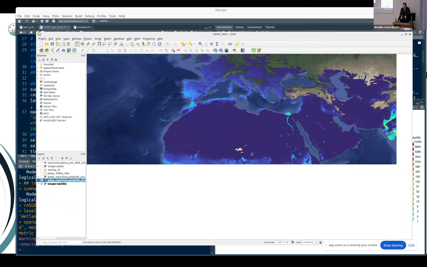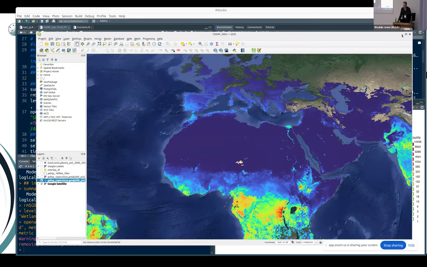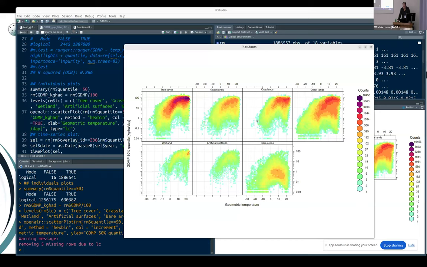And it's correlated maybe with the elevation, but it looks like it's strongly correlated also with geometric temperature, and especially the tree cover class, it very clearly has kind of a peak at some temperature. And then stagnates or goes down. And here also on the bare areas, it goes down faster. So here it kind of stagnates, here it goes faster. So it's interesting how this GDMP changes with the different land cover categories. So a very nice way to plot these data.